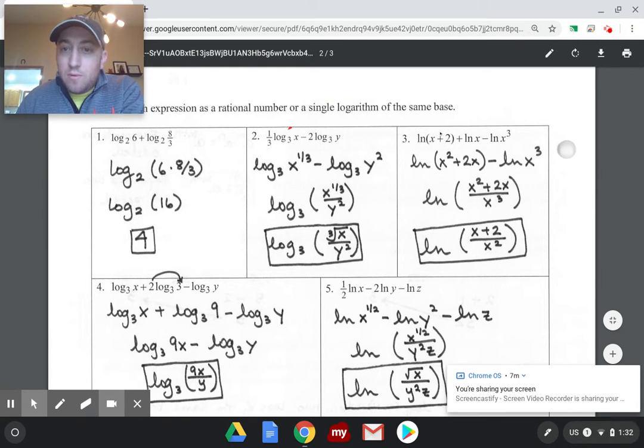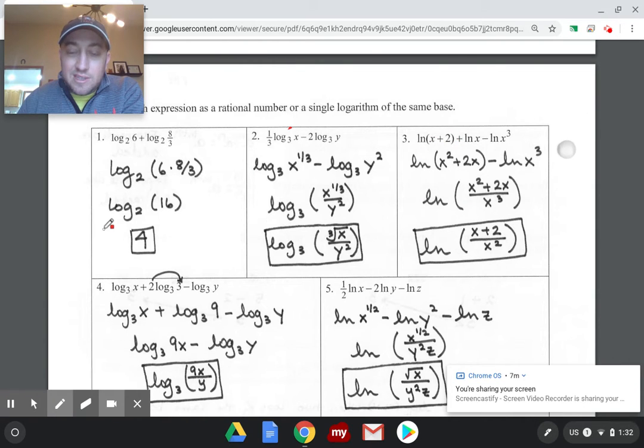Question number 3, working with natural logarithms, the same properties exist with regular logarithms, just the base is e. So the first part, I have x plus 2 as my argument plus the natural log of x. So I'm going to take these two arguments and I need to multiply them because there's a plus sign. X times x plus 2 would distribute, and I'd end up with x squared plus 2x, which is what they have. And then I would combine this logarithm and the minus the natural log of x cubed. And since there's a minus, I divide the two arguments. And they have x squared plus 2x over x cubed.